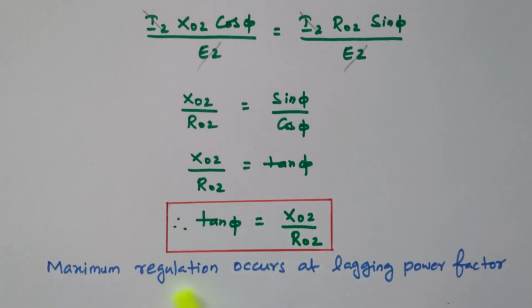So the maximum regulation occurs at lagging power factor. Previously we discussed the zero regulation. Zero regulation occurs at the leading power factor. This maximum regulation occurs at the lagging power factor.